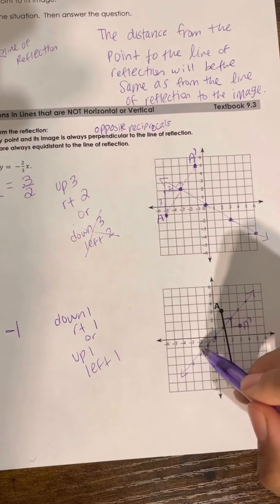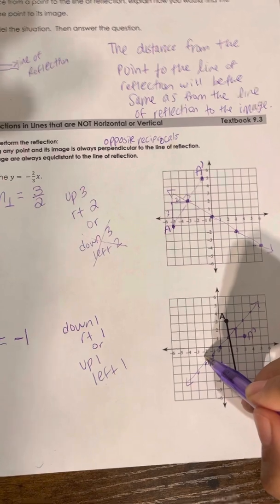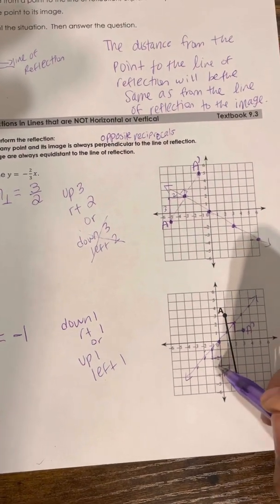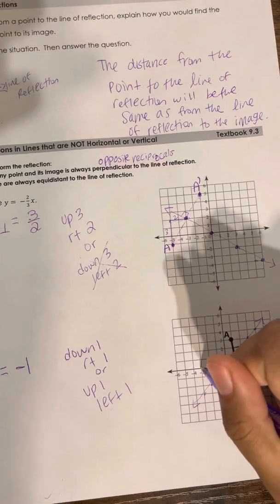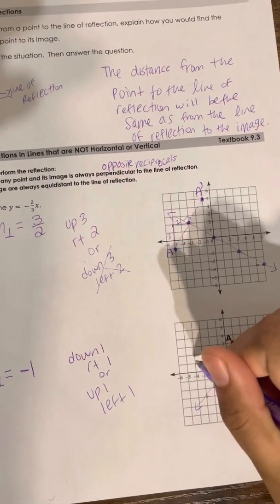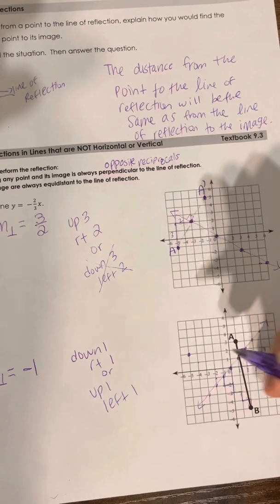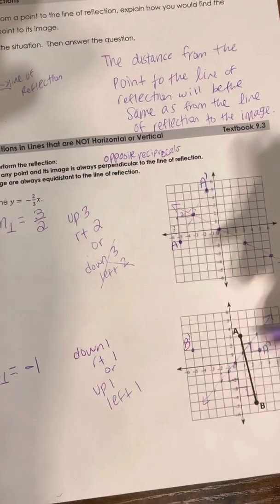Now I've completed that 1, and now I have to do 3 more, because there was 3 full up 1, left 1s. So from this point here, up 1, left 1, up 1, left 1, that's 2, and finally up 1, left 1, there's 3. And I would call that B prime.